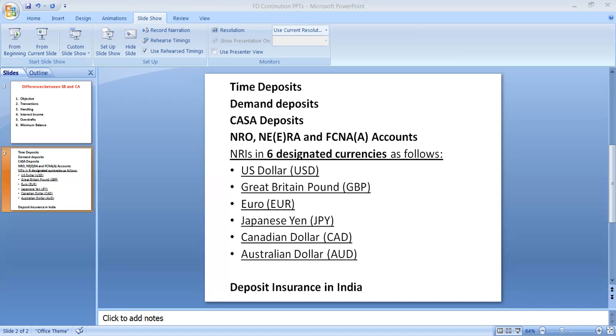Okay, so the last, deposit insurance in India, is not much important from the examination point of view. So with this I will wind up today's class.